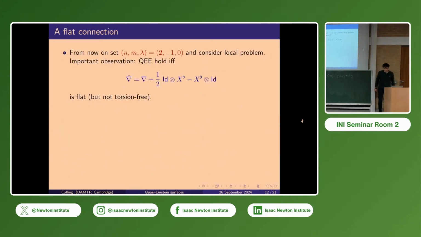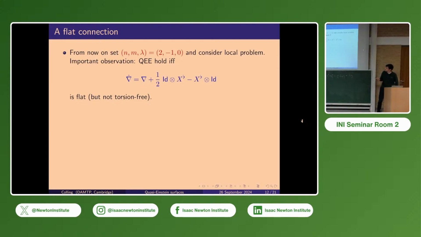So from now on, I'll be talking about the local problem, and I'll also reduce to 2 dimensions. So we take N to be 2, and the corresponding values of M and lambda are -1 and 0. The observation that will start all this off is that we can form this connection nabla hat. This nabla hat is no longer projectively equivalent to nabla. In fact, it's not even torsion-free.